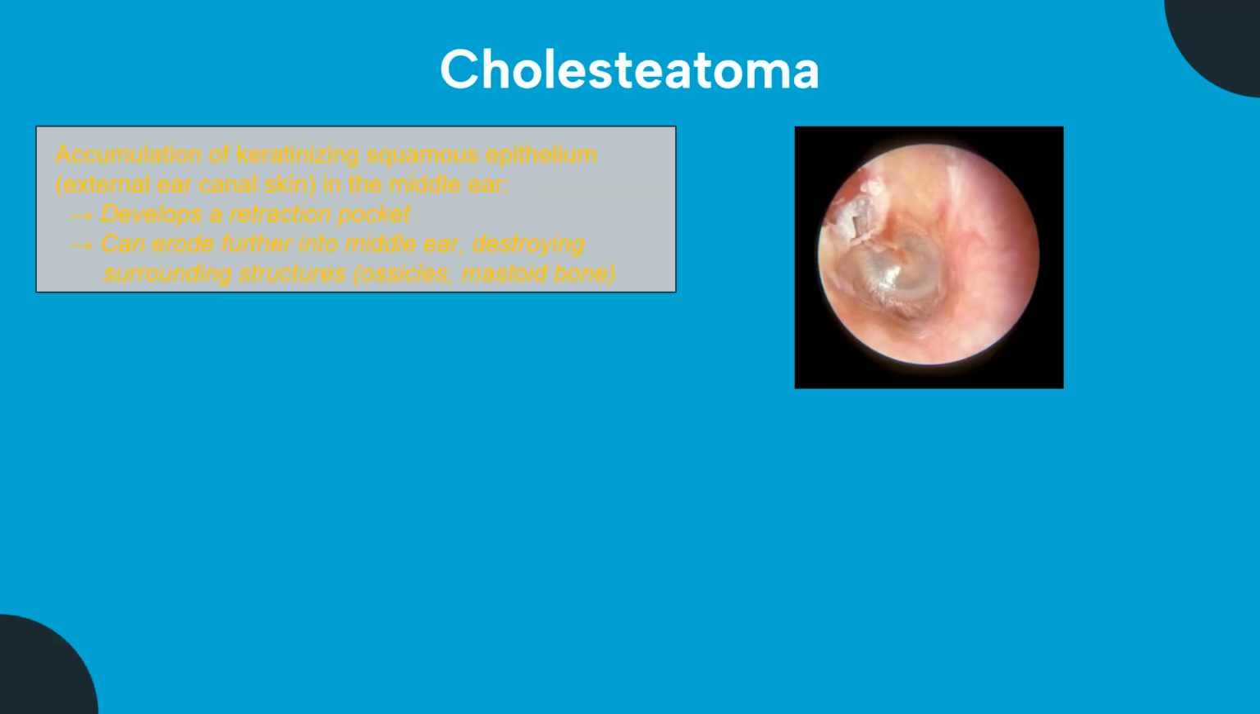So cholesteatoma. This is, as you can see on the picture there, that accumulation of keratinizing squamous epithelium. You can see the keratinocytes there. And essentially what's happening is you're getting the ear canal skin inside the inner ear, so in the middle ear. This can cause problems. It can erode further into the middle ear and destroy structures like the ossicles and even spread to the mastoid bone. These can cause permanent hearing loss.